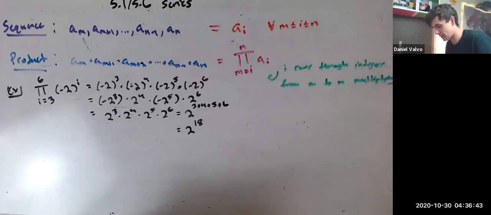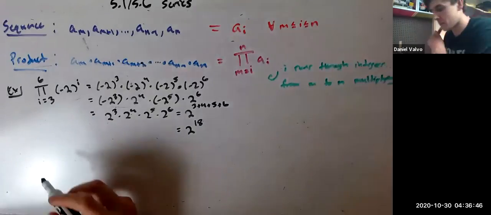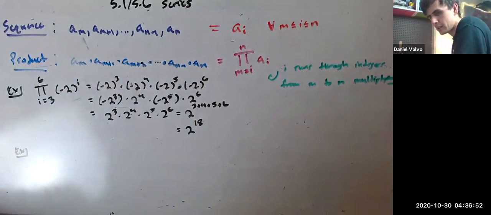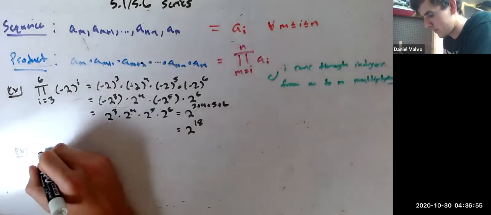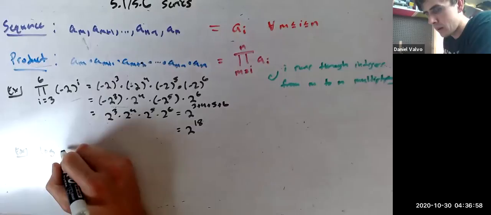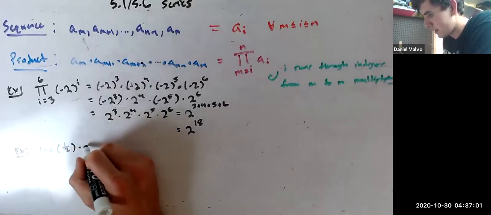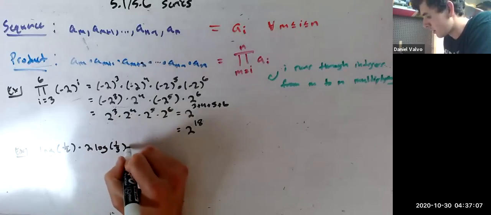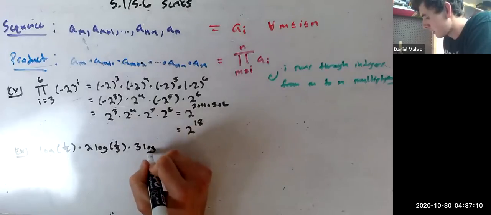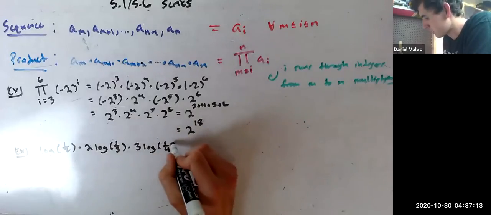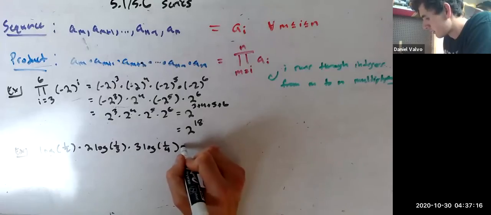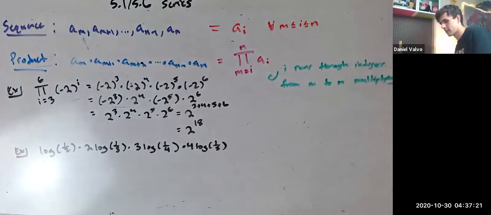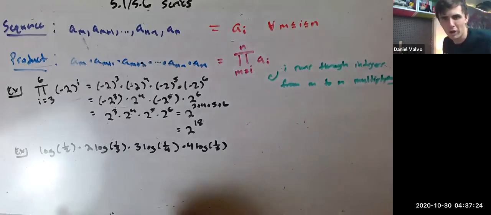But now let's do a different example. We're going to go backwards again real quick. So yeah, let's go backwards. Let's say we want to write log of 1/2 times 2 log of 1/3 times 3 log of 1/4 times 4 log of 1/5. And let's just say that log is log base e, the natural log.